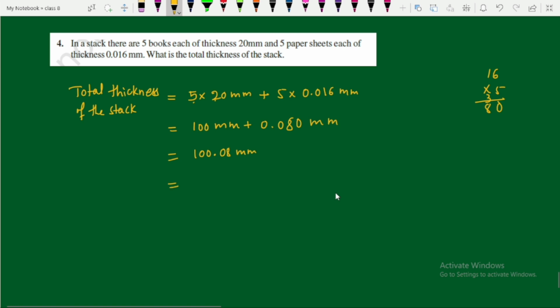We can also write this in standard form. The decimal point is shifted two places, so it is 1.0008 into 10 to 2 millimeter. In this way you can write the answer. So the answer is 1.0008 into 10 to 2 millimeter. This is the thickness of the stack.